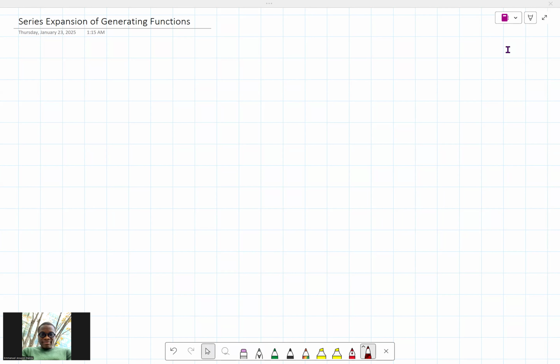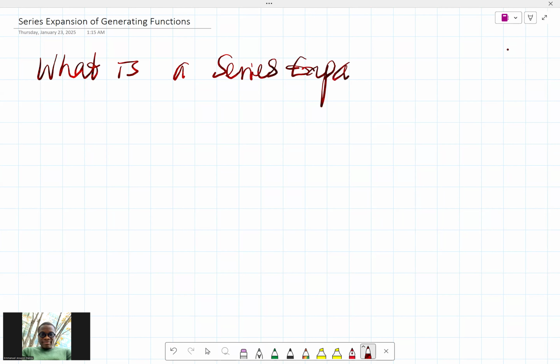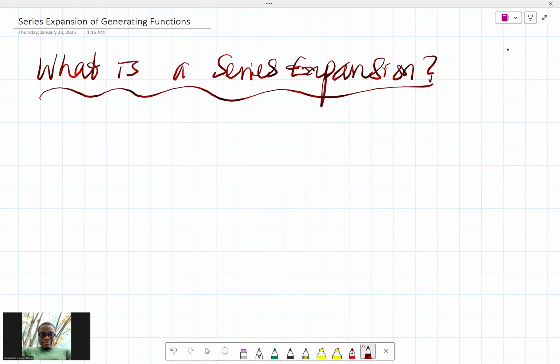I'm still talking about generating functions, and the focus now is on series expansion of generating functions. This will help us learn how to expand generating functions into power series to extract coefficients and identify patterns. All right, so we've been dealing with series expansion, but we can keep asking the question, what is a series expansion? We've dealt with this a lot, but let's try to refresh our memories.